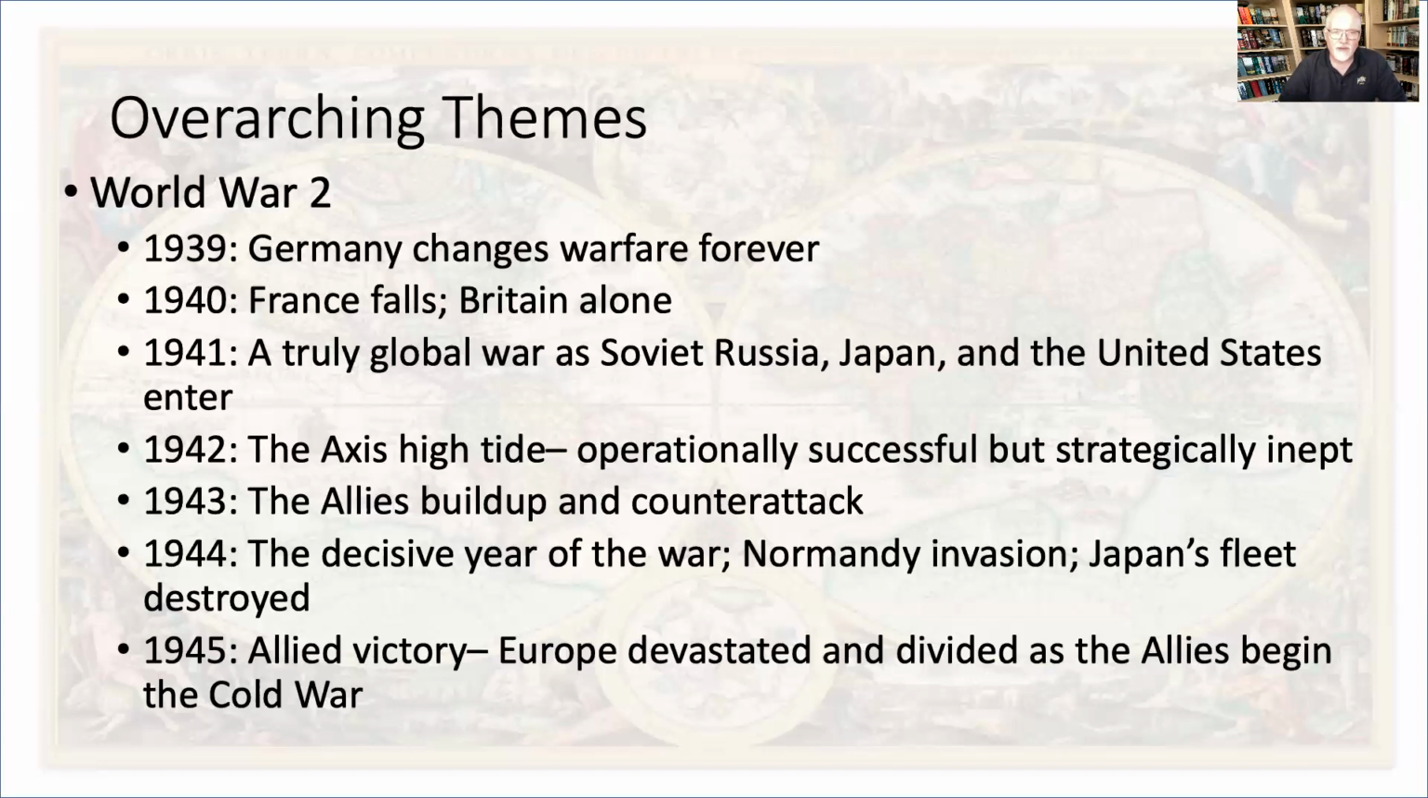1945, of course, sees the final Allied victory. Europe is devastated and divided as the Allies begin the Cold War. In the Pacific, of course, the Japanese have 2 atomic bombs dropped on them before they surrender. The Japanese, of course, significantly are only occupied by the Americans. In the long term, being good for the Japanese, the Russians never occupy, except for a couple of little islands in the north, never occupy Japan proper.